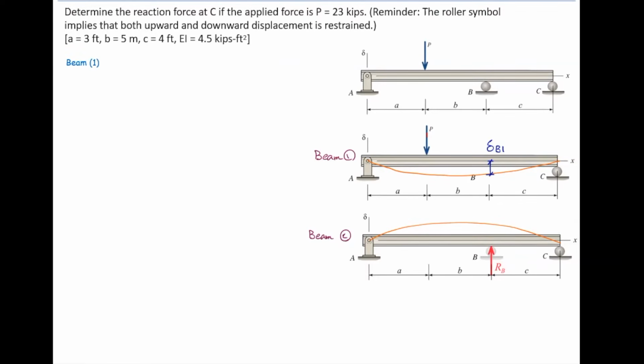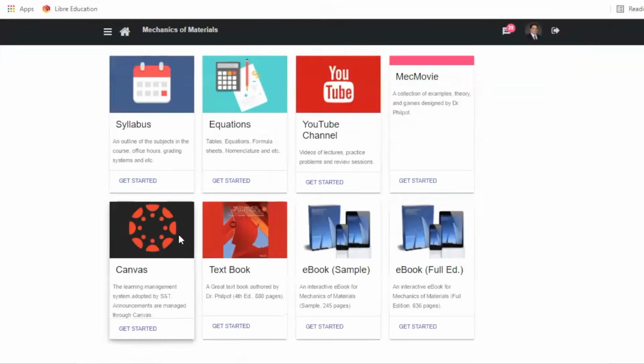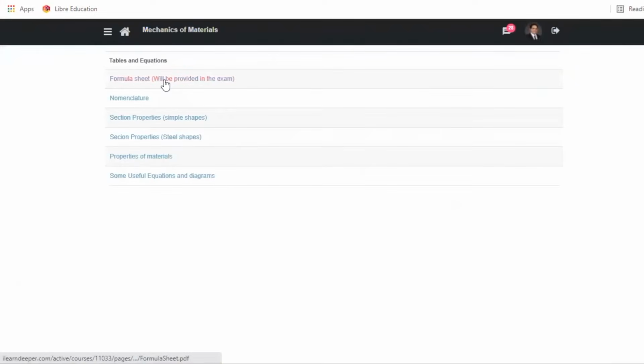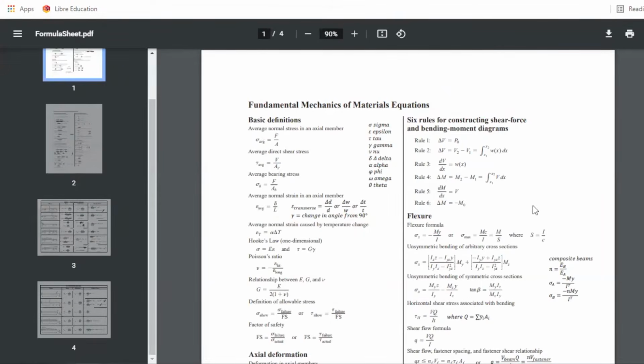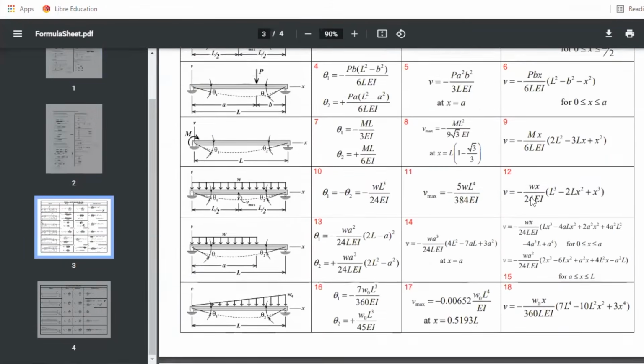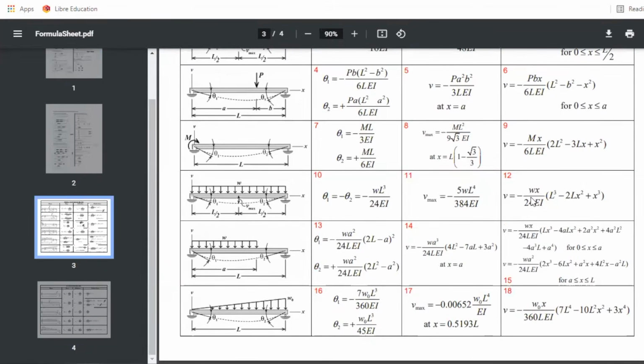I'm going to go to the course website and pull up the beam deflection table to read the value of deformation for that beam. So I'm going to go to the references, equations, formula sheet. By the way, make sure to print this, including the last 2 pages that has the beam deflection table, in the exam, because you are going to need that in order to calculate the deflections.